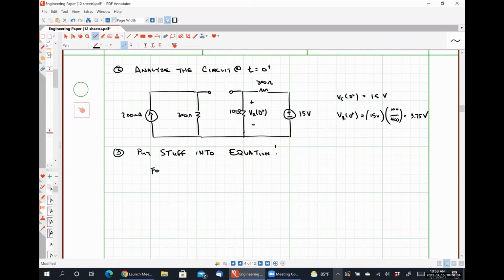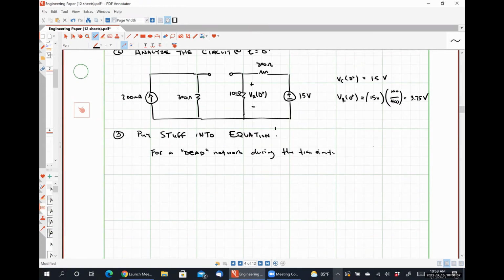So I'm going to write here specifically for a dead network, meaning that we've turned off our independent sources. During the transient, our circuit looks like this. So our current source is turned off, so that's why it's an open circuit. We have our 300 ohm resistor on the left.